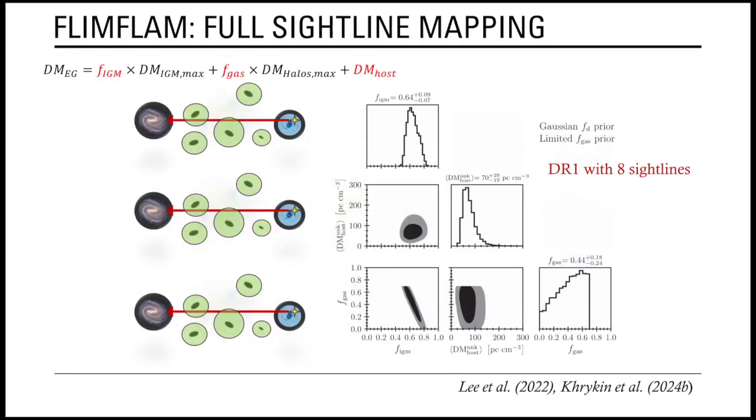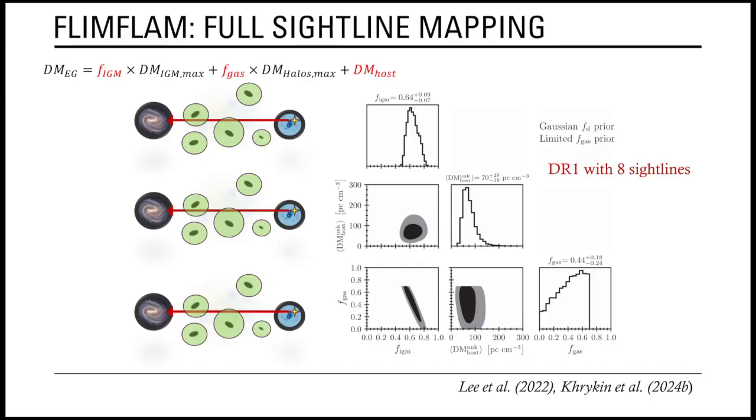So the idea is that we want to follow up the foreground galaxies along FRB sightlines. So if we have a statistical sample of FRBs with foreground information, we should be able to leverage that foreground information to say something about what fraction of the gas is in the IGM versus the halos. And this was done for 8 sightlines. This is a result from Kirsten et al. This is FLIMFLAM DR1. And we got reasonable constraints on the IGM fraction, although not so great on F-gas.